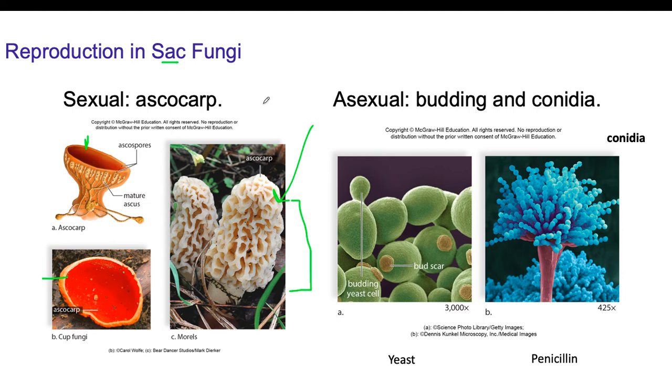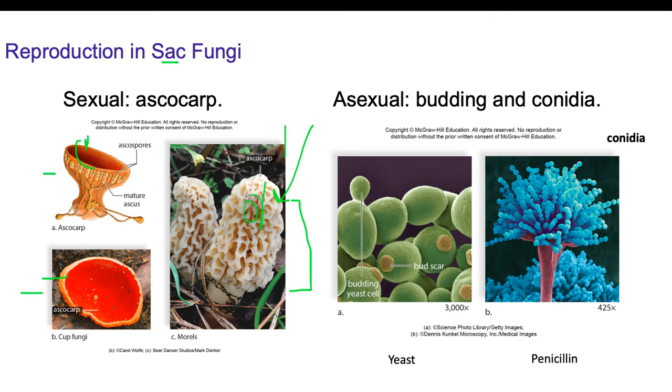So on the lab test, you'll place a picture of something like this, or the morel, and I'll say what type of fungi it is. This is a sac fungi. I'll say name this bowl-shaped structure or sponge-like structure, and you'll say that's the ascocarp.